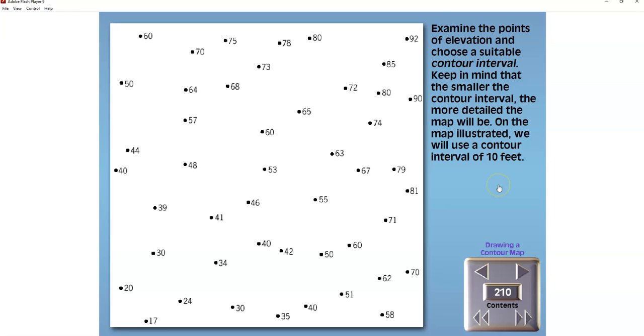Examine the points of elevation and choose a suitable contour interval. Keep in mind that the smaller the contour interval, the more detailed the map will be. On the map illustrated, we will use a contour interval of 10 feet. So this is similar to what you had to do on that assignment with the isotherms, except they're going to get harder as we go here, but we'll be doing more practice with these.